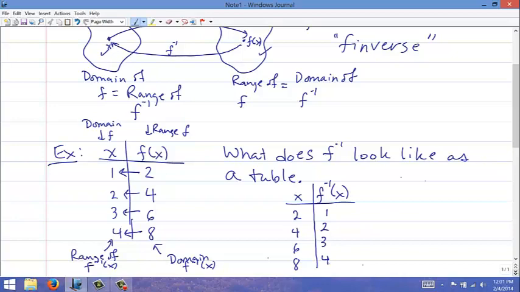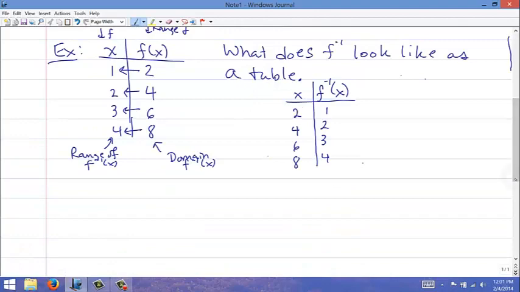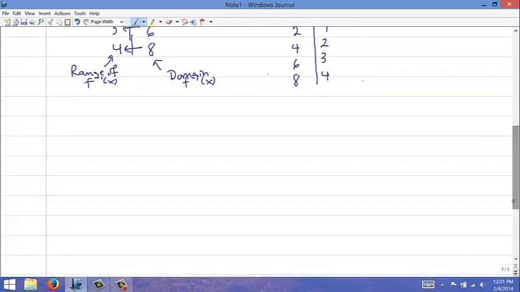So in order to find the inverse, what we want to do is flip the x and y coordinates. That's the goal in general if we're trying to do this algebraically. So let's say we wanted to find the inverse.